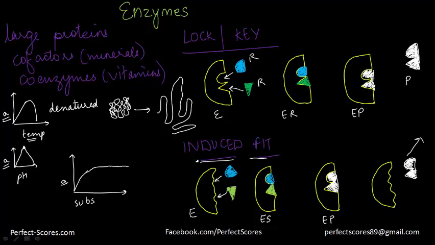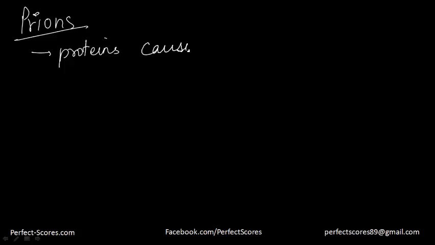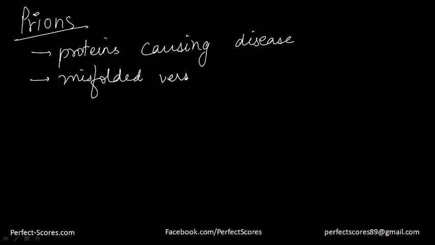One more thing that is left to be covered in this video is the organic compound known as a prion. It's a very small concept. Prions are basically proteins that cause disease. They can be present in bacteria or in viruses, but these are proteins that cause a disease, and usually they are a misfolded version of a normal protein. So that is what prions are.